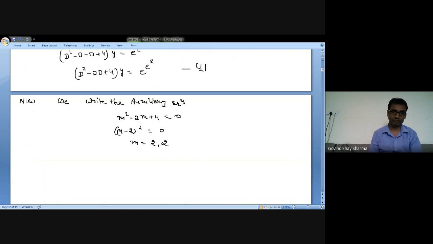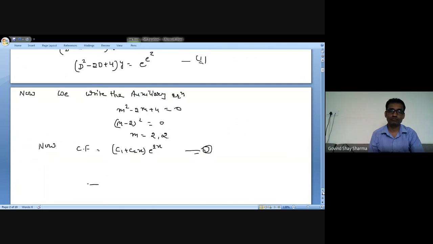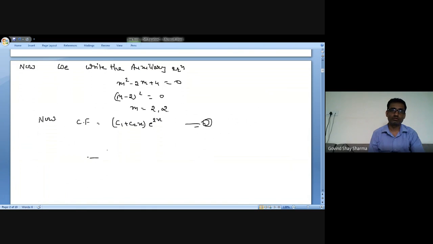So now we write the CF, which becomes (C1 plus C2 z) e to the power 2z. This is the CF when the roots of the auxiliary equation are real but the same. Now the PI.